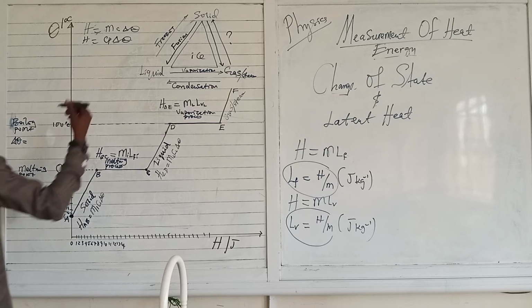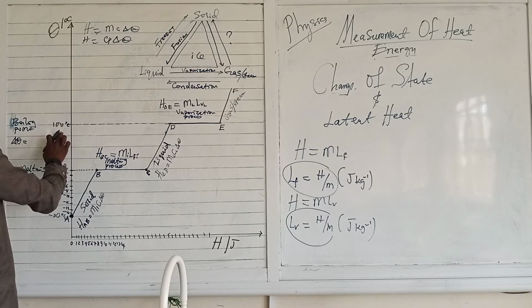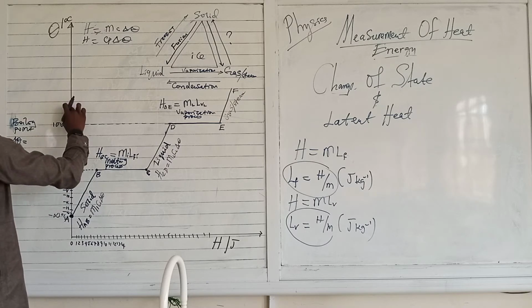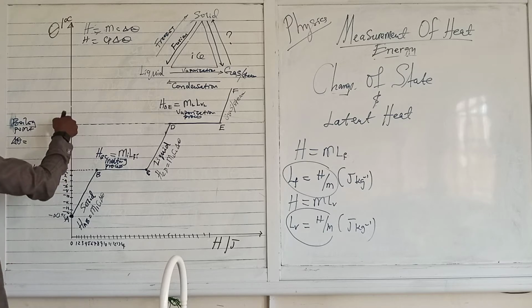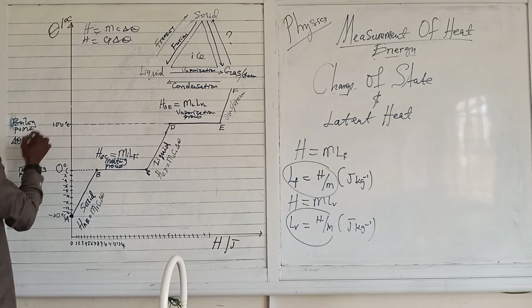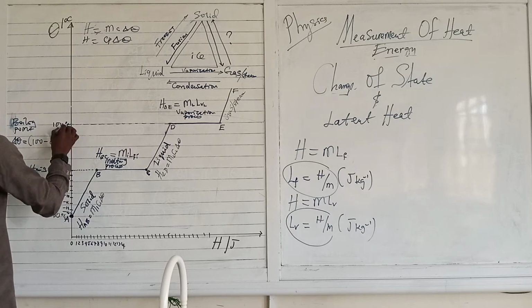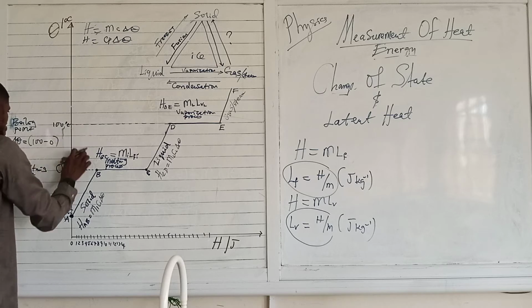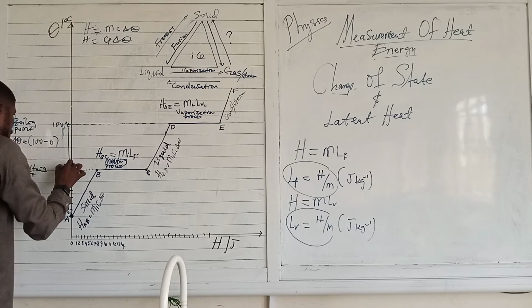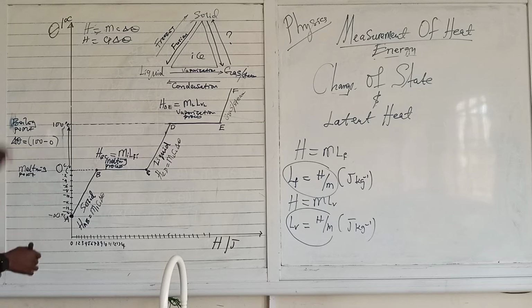There are moments that you have some substance whose boiling point is less than 100 degrees Celsius, or some that are above 100 degrees Celsius. As the case may be, the change in temperature here, let's use 100 as a case study. You may have less than that, but let's say the change in temperature is 100 degrees minus 0. That is the change in temperature from the boiling point down to the melting point, given as 100 minus 0 degrees.